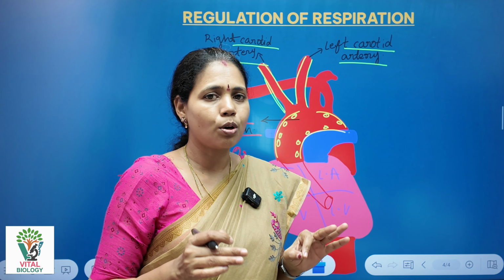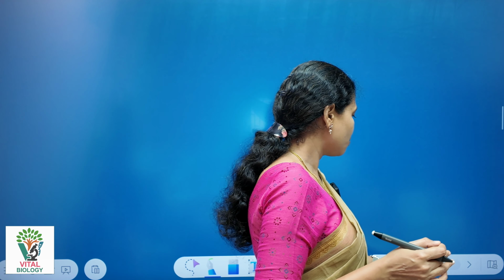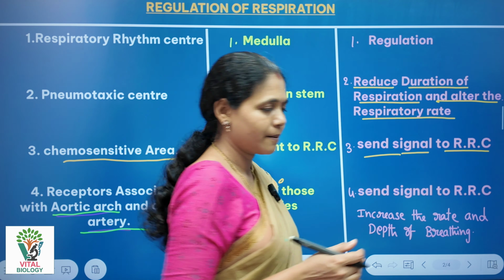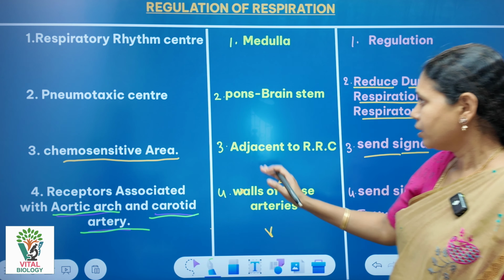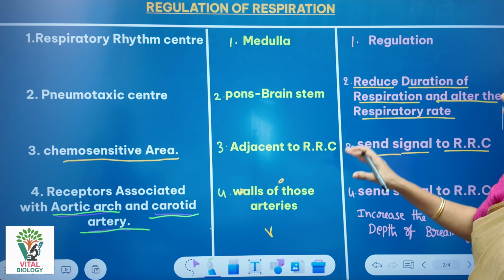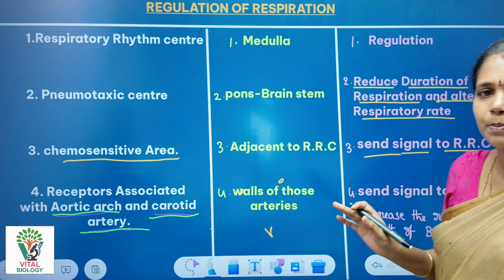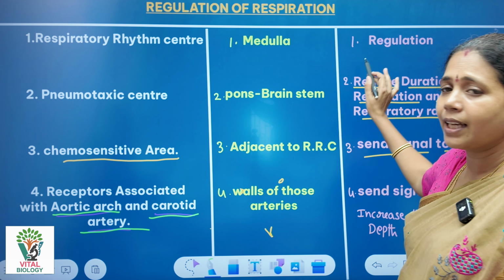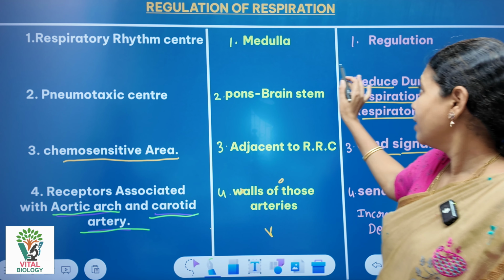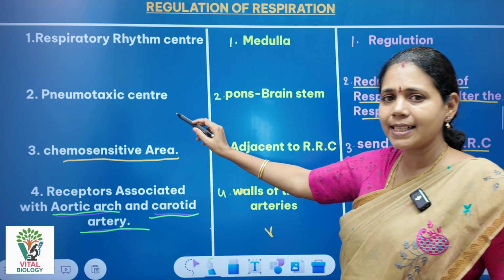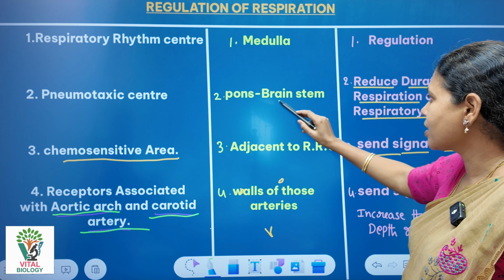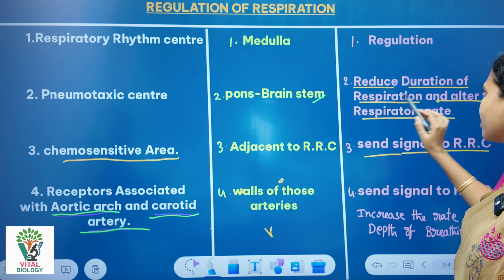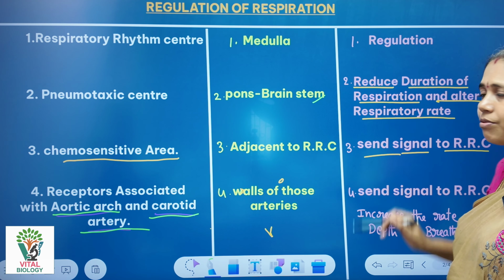In those walls also, as in the aortic arches, these receptors are present. In this way all these together help in regulation of respiration. The respiratory rhythm center present in the medulla helps normal regulation of respiration. The second, the pneumotaxic center, present in the pons region of the brainstem, helps to reduce the duration of the respiration and alter the respiratory rate.